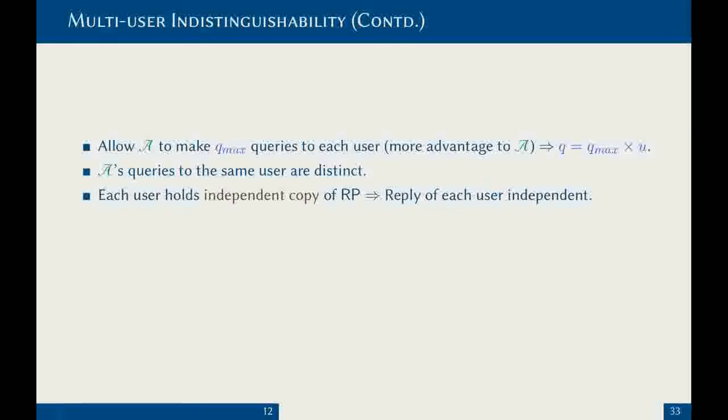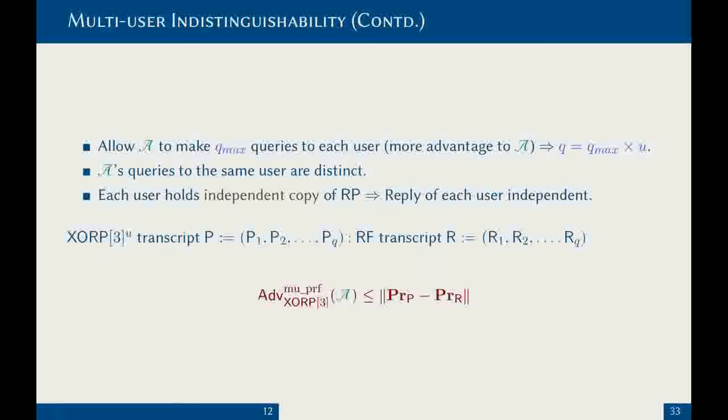So, now the total number of queries is given by q max into u. We also assume that A's queries to the same user are distinct, because if it repeats the query, it will get back the same reply. And we also assume that each user holds an independent copy of the random permutation. So, the reply given by each user will be independent.